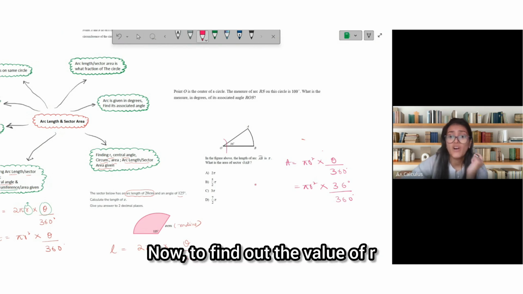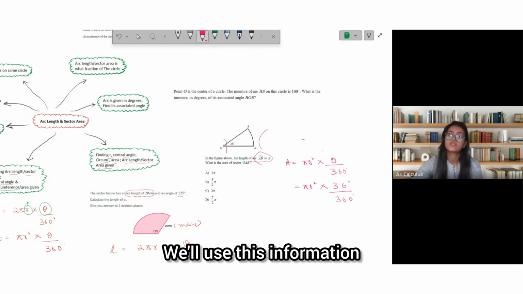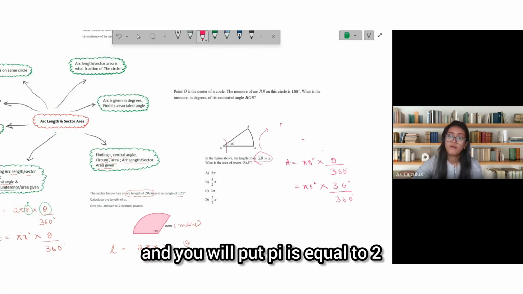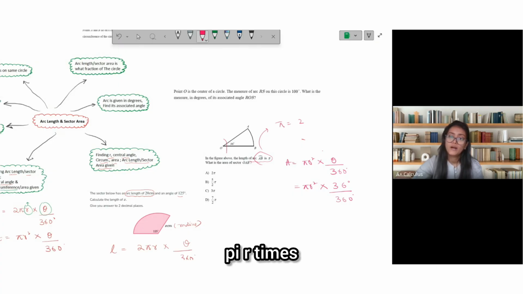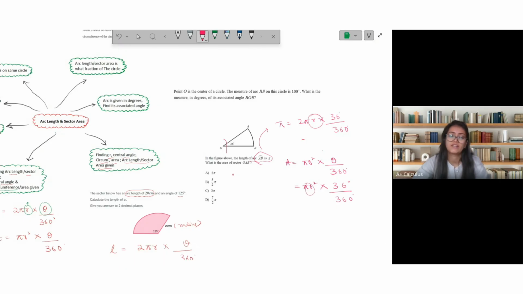Now to find the value of r, they have given the length of the arc AB. We'll use this information and put pi is equal to 2 pi r times the central angle over 360, so 36 over 360. From here, we'll find the value of r, and then put that value here and get the area of the sector.